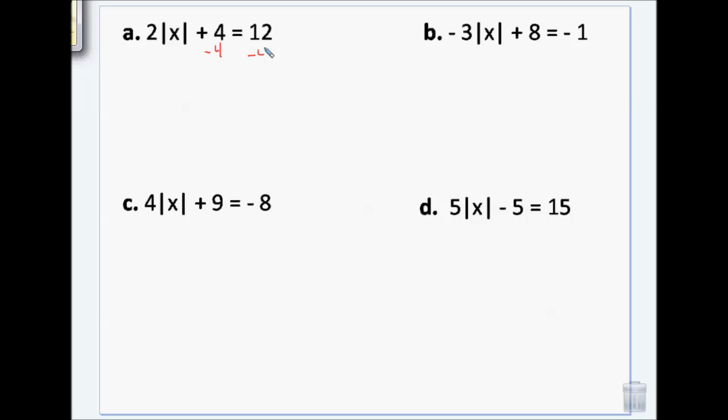Right. So subtract 4. And then divide by 2. So your absolute value of x equals 4. So that means x equals 4 or negative 4. Always positive and negative of that number. Okay.